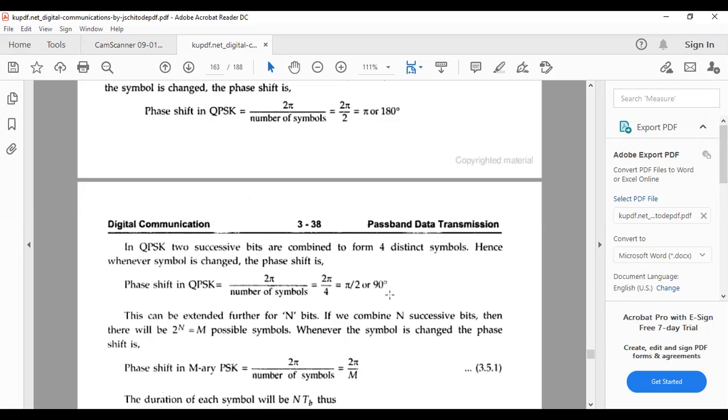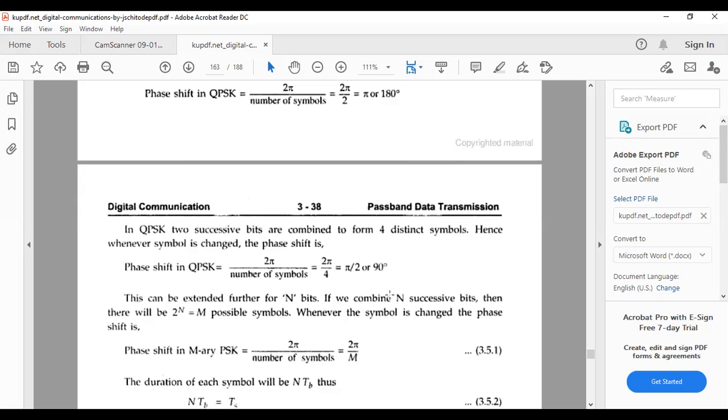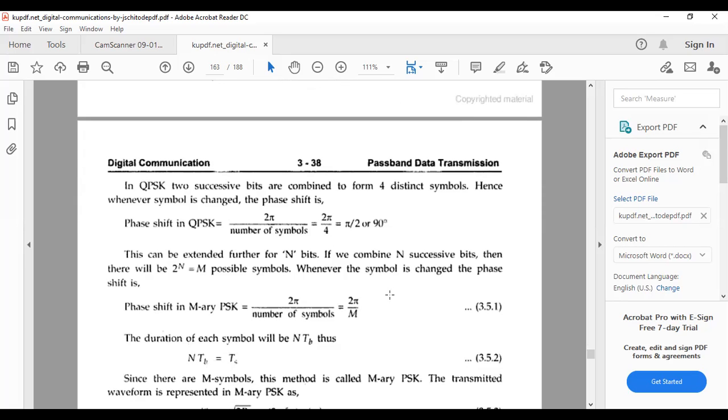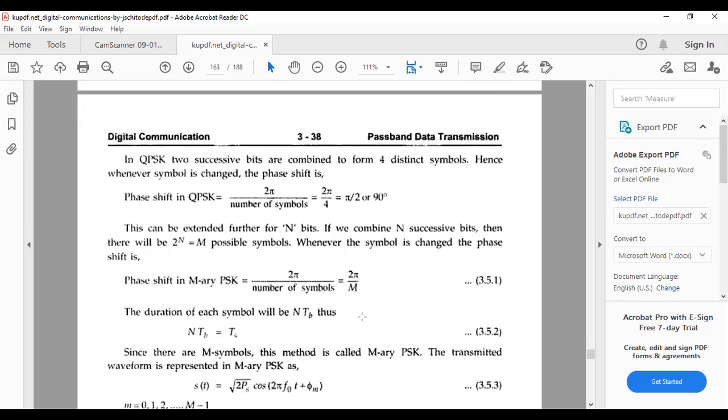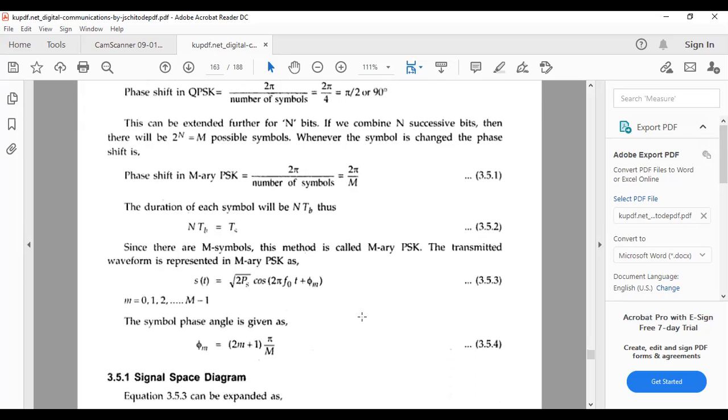exist in QPSK modulation. And also in M-ary phase shift keying, we have 2 pi by M phase shift, M number of symbols. We can take any value in the M place. Suppose we are grouping 3 bits, that means 2 pi by 8 is the phase shift we get. The duration of each symbol is nTb. So since there are M symbols, this method is called M-ary PSK.